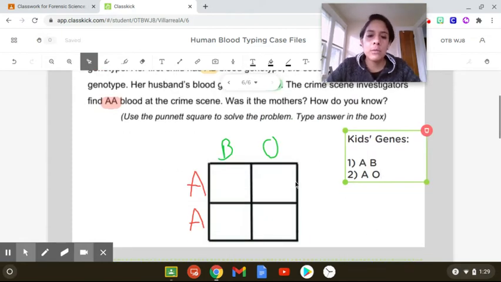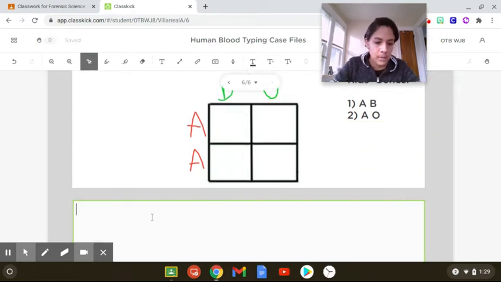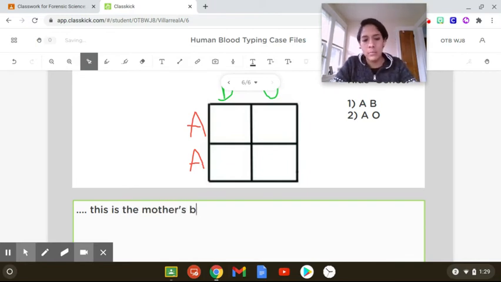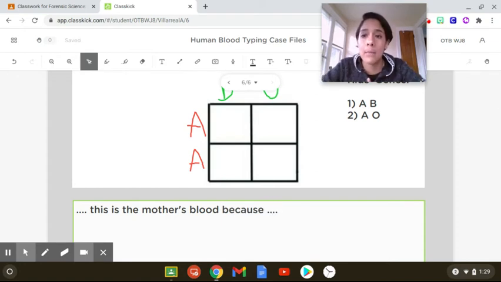So if you do this cross, then you would say either yes or no here. Is this the mother's blood, yes or no, because, and then you're going to tell me why it is or is not the mom's blood.